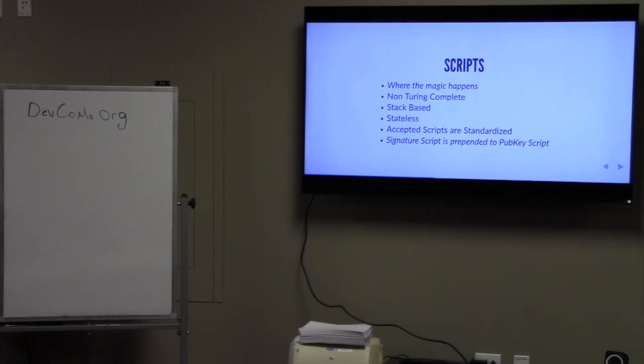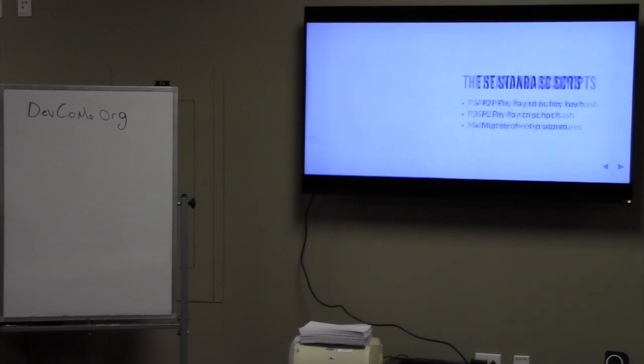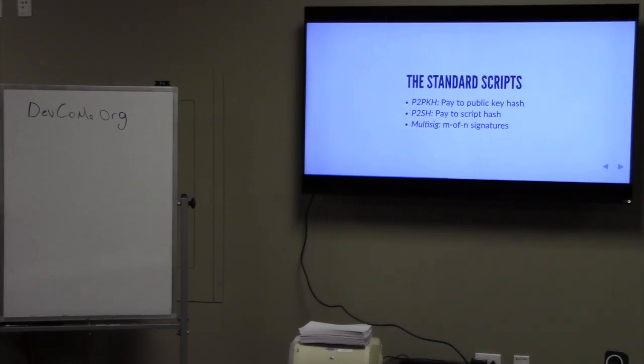And finally, the signature script, which is what confirms you have the power to spend an output, is prepended to the public key script, which is what sets up the conditions for when you can spend that output. And we'll show a couple of examples, but before we do that, I want to talk about the standard scripts.